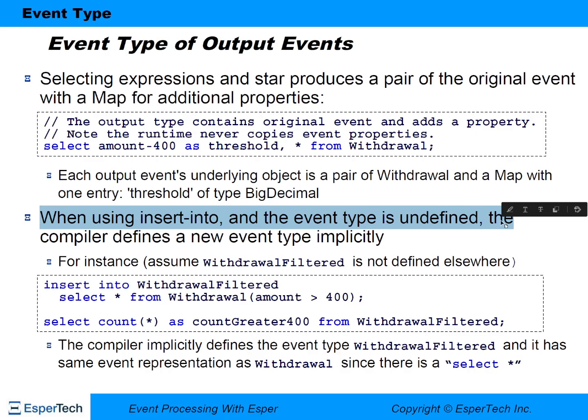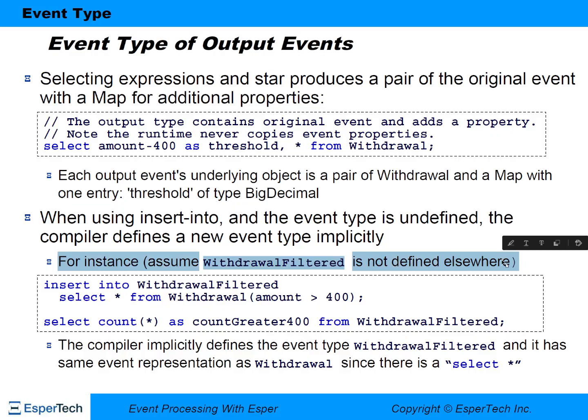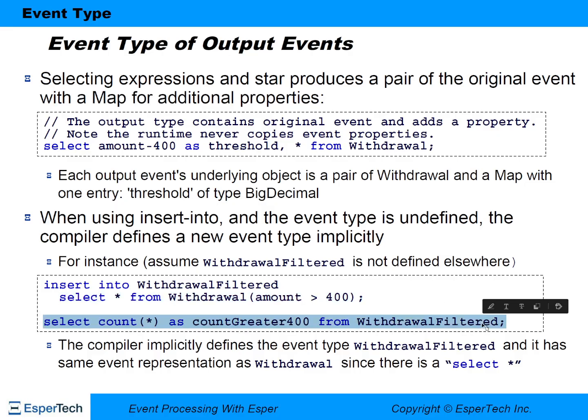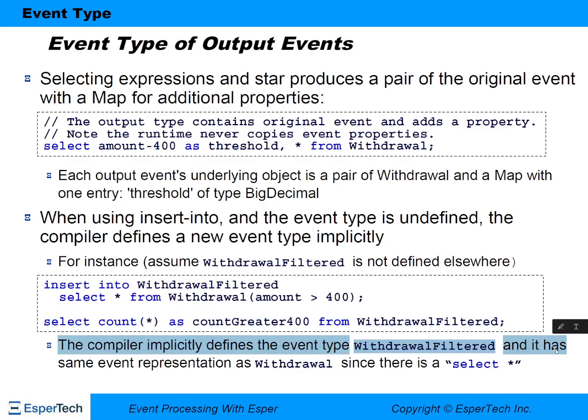When using insert into, and the event type is undefined, the compiler defines a new event type implicitly. For instance, and assuming the WithdrawalFiltered event type is not defined elsewhere: insert into WithdrawalFiltered select star from Withdrawal(amount > 400). Select count star as countGreater400 from WithdrawalFiltered. The compiler implicitly defines the event type WithdrawalFiltered and it has the same event representation as Withdrawal since there is a select star.